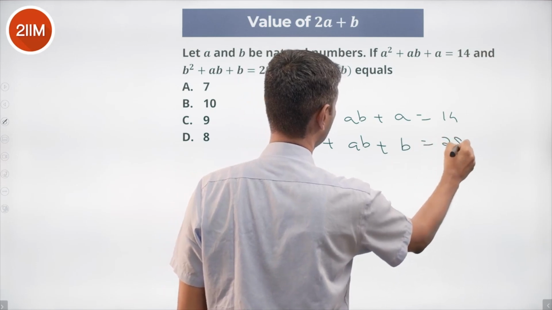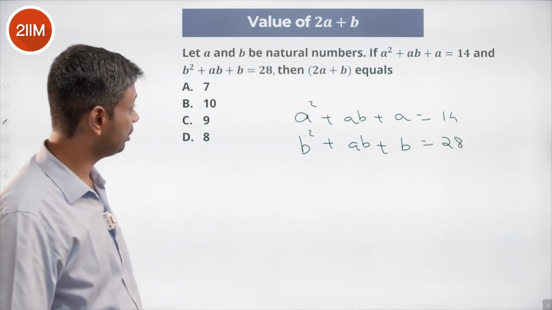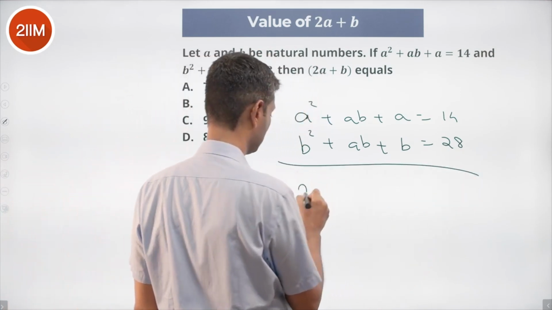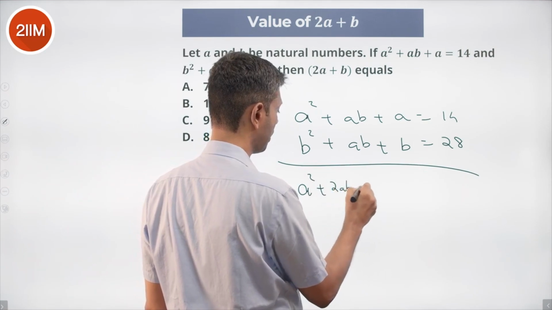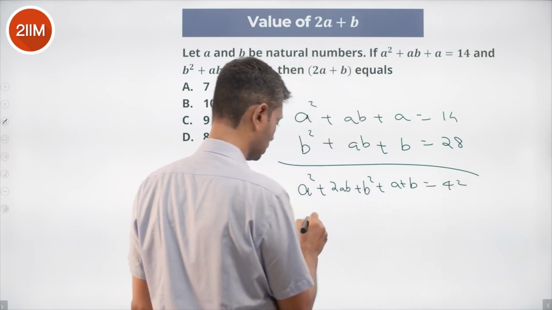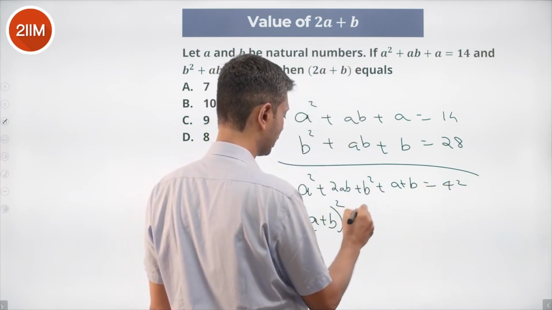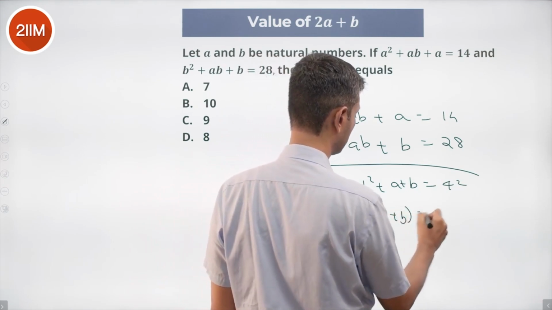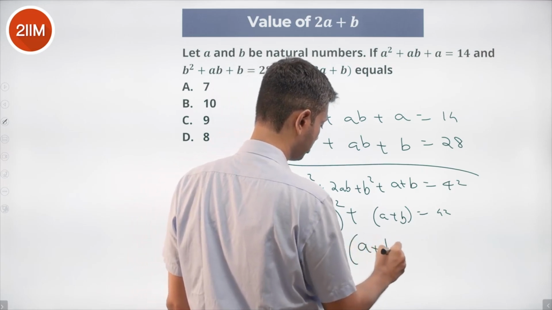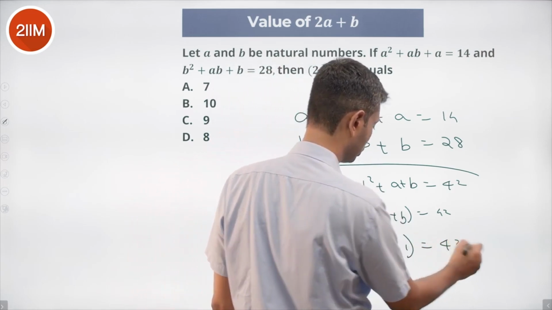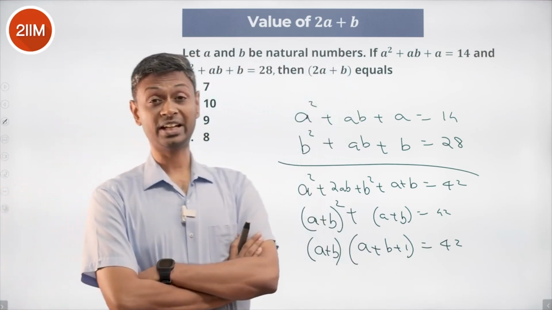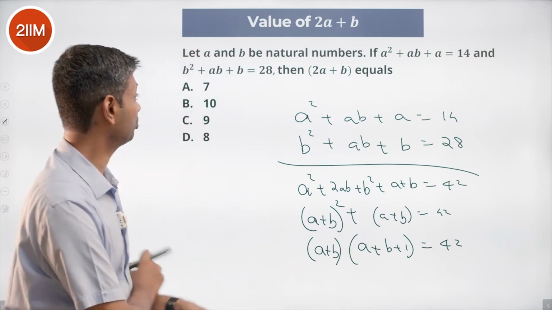These questions are painful. The only thing that's giving me sanity here is a and b being natural numbers. That's very nice, beautiful to get. What do we do? We add both of these. We get a square plus 2ab plus b square plus a plus b is 42, or (a plus b) whole square plus (a plus b) is 42. (a plus b) into (a plus b plus 1) is 42. We put a plus b as x, x into x plus 1 is 42, or consecutive natural numbers 6 into 7 is 42. A plus b is 6.